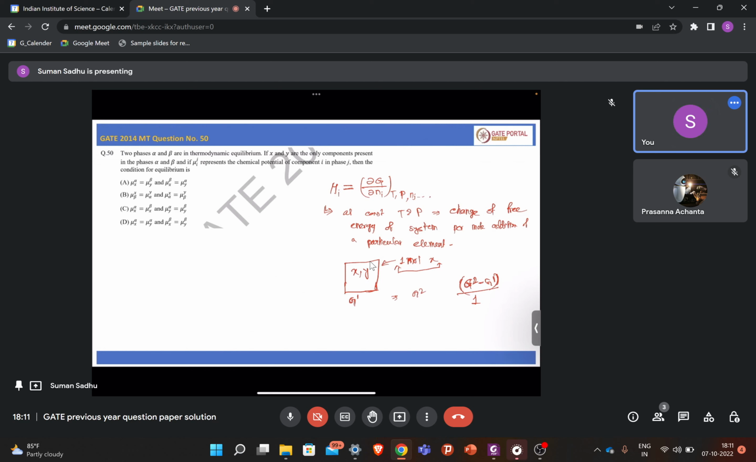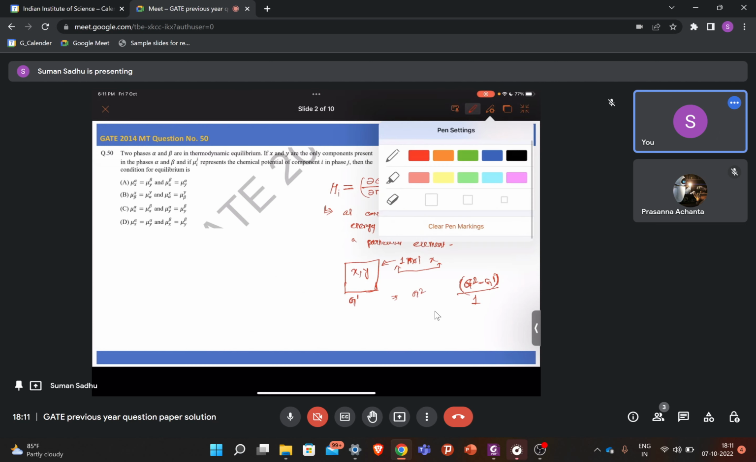If you add 1 mole of X, what is the free energy change of the system? How much the free energy of the system changes per mole of addition of that element is known as chemical potential at constant temperature and pressure. Do you have any doubt? No, sir. Okay.